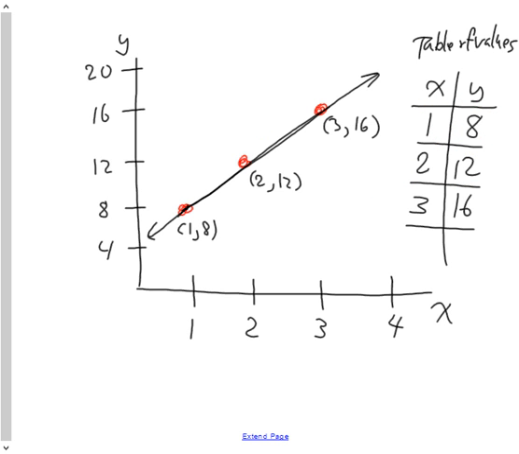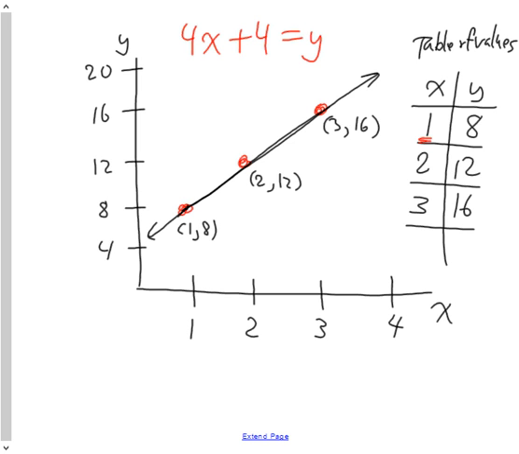However, there is one equation between the values of this pair of 1 and 8, this pair of 2 and 12, and this pair of 3 and 16 that is the same for all three pairs. And I'm going to tell you that that relationship is multiplying the x value by 4. So in this case, 1 times 4 is 4. Adding a constant of 4, and that will give me my y value.